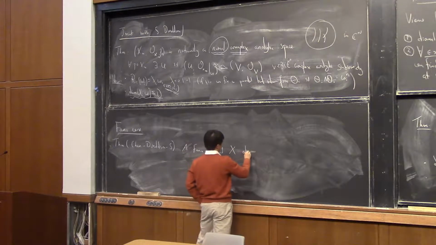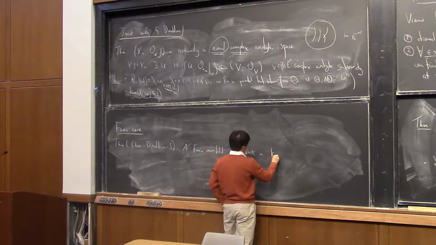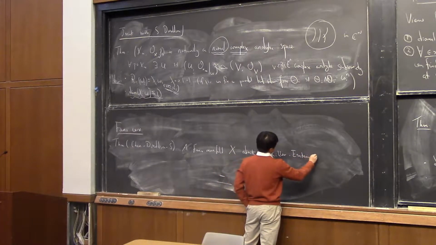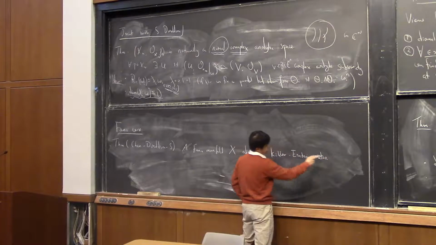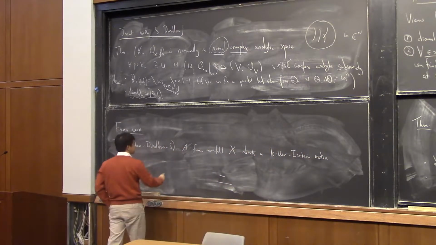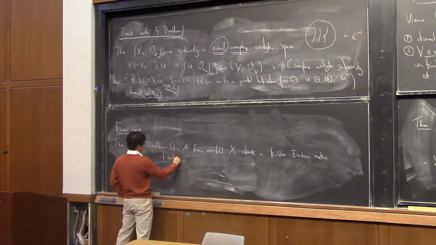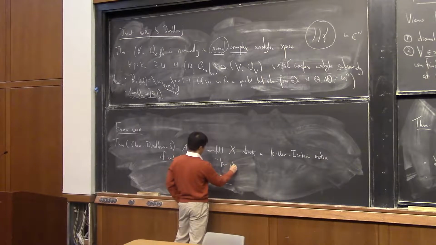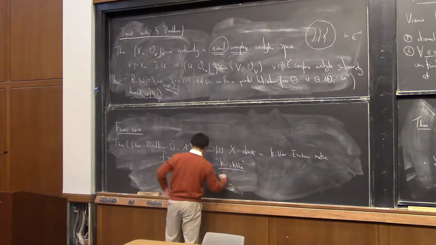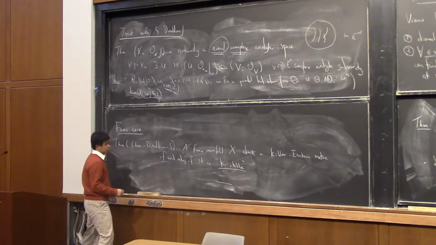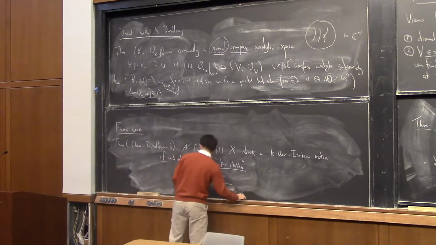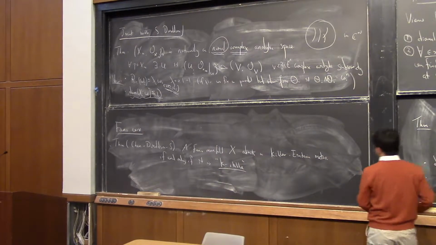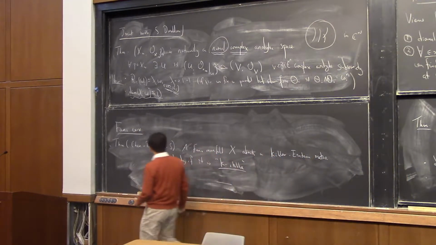A Fano manifold X admits a Kähler-Einstein metric, and if it admits one, then it is essentially unique, if and only if it is K-stable. This K-stability is purely algebraic. I think it's a purely algebraic geometric criterion.